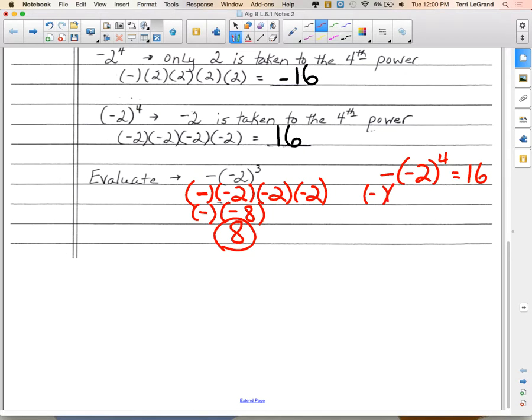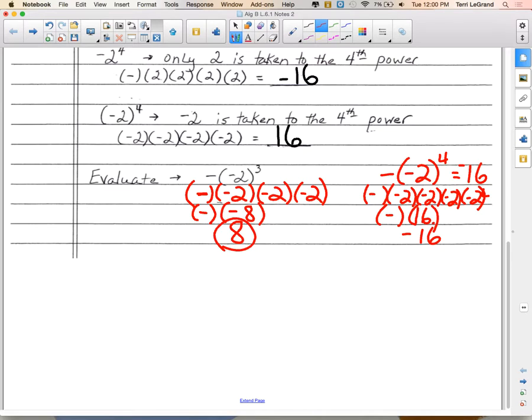That's our negative factor. And then we have negative 2 times itself 4 times this time. So 1, 2, 3, 4 of them. What's a negative 2 times a negative 2, times another negative 2? Negative 8 times negative 2 is positive 16. So there's our negative sign, and here's our 16. What's the opposite of 16? So it's not positive 16, it's negative 16.